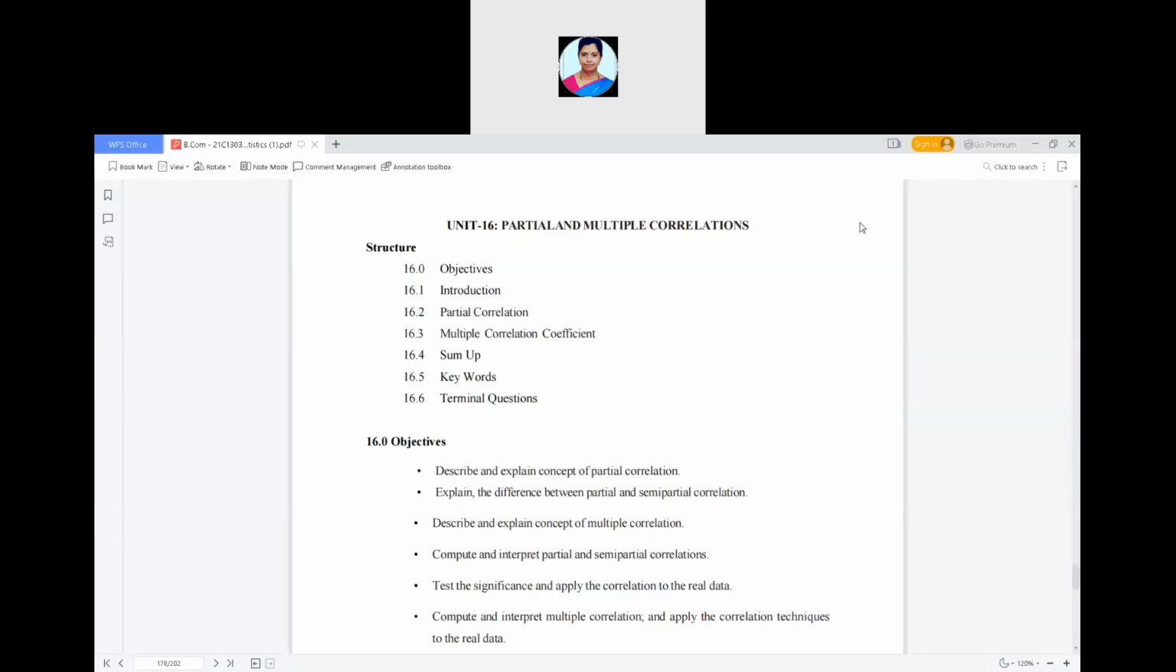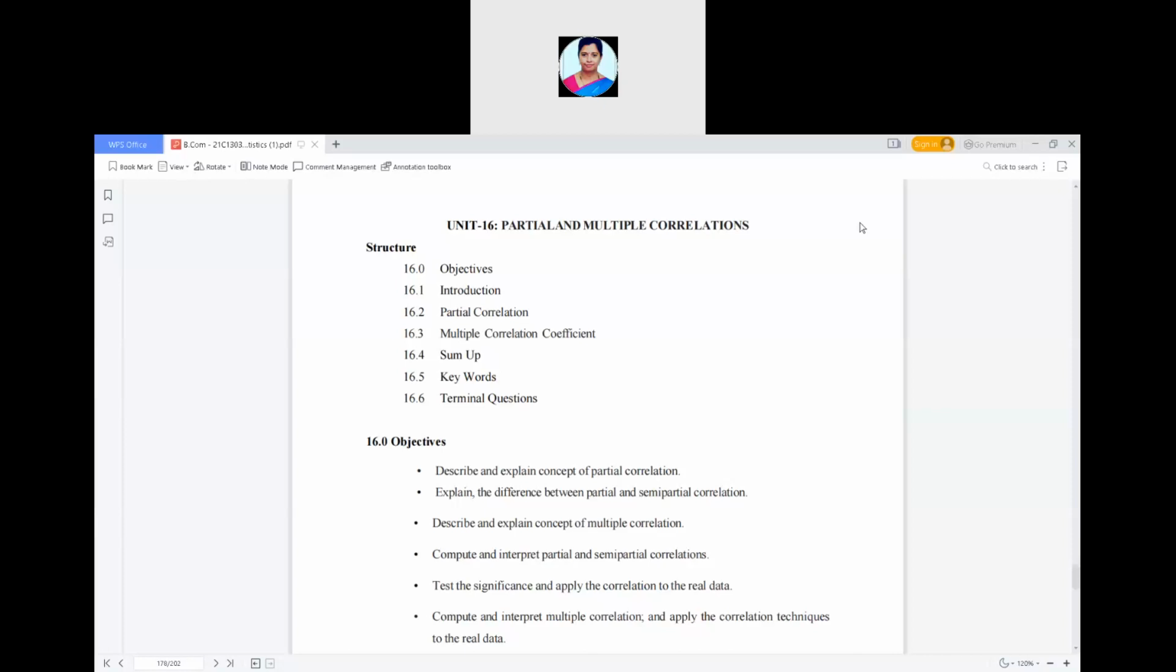Hi everyone. Let us see unit number 16, partial and multiple correlation. We are going to see the objectives, introduction, and partial correlation, and what we mean by partial correlation, and details in that topic, and multiple correlation coefficient, and then details of that one. In 16.4 we sum up what we have seen in this unit, and then the keywords used in that unit, and terminal questions we are going to see.